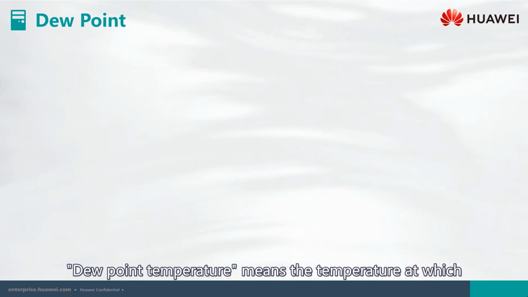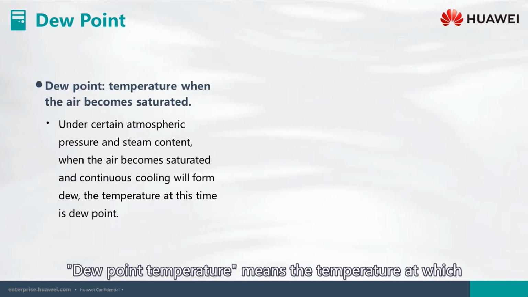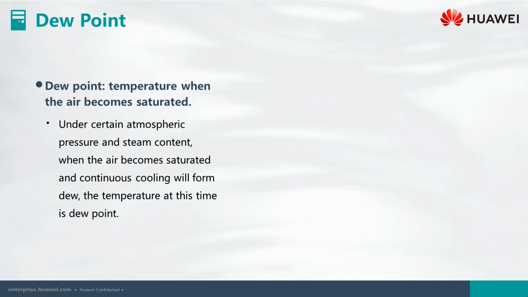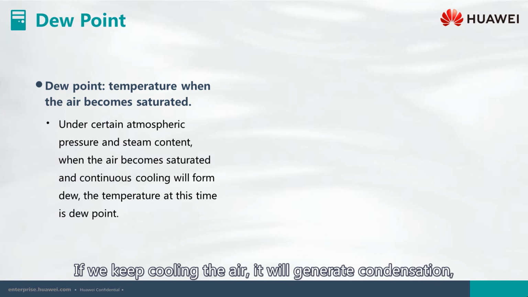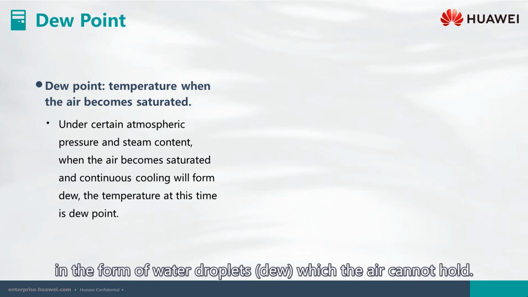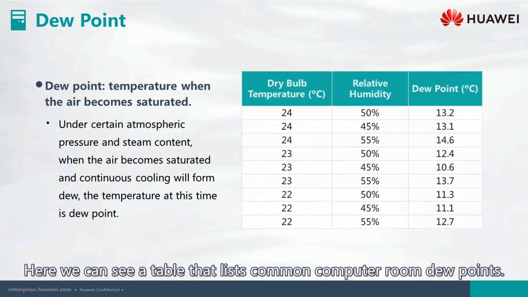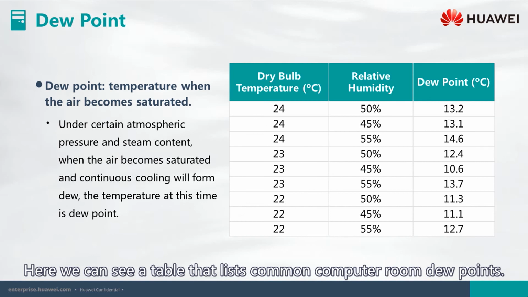Dew point temperature means the temperature at which the air becomes fully saturated and is at 100% humidity. If we keep cooling the air, it will generate condensation in the form of water droplets, dew, which the air cannot hold. This is because the air temperature is lower than the dew point temperature. Here we can see a table that lists common computer room dew points.